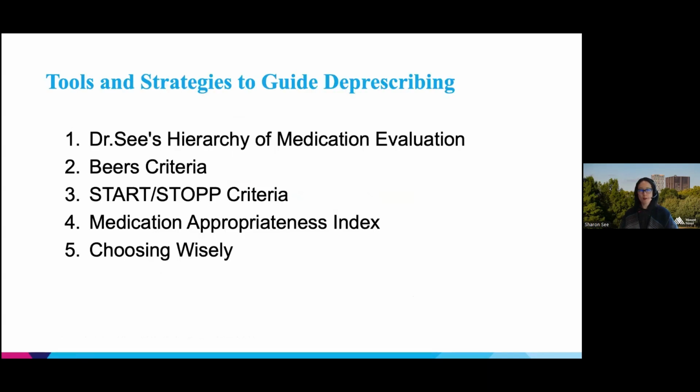Now let's look a little bit deeper into the different types of tools that you can use to help you deprescribe. I'm going to first talk about my hierarchy of medication evaluation. We'll talk about BEERS, the START/STOPP criteria, the Medication Appropriateness Index, and the Choosing Wisely framework.